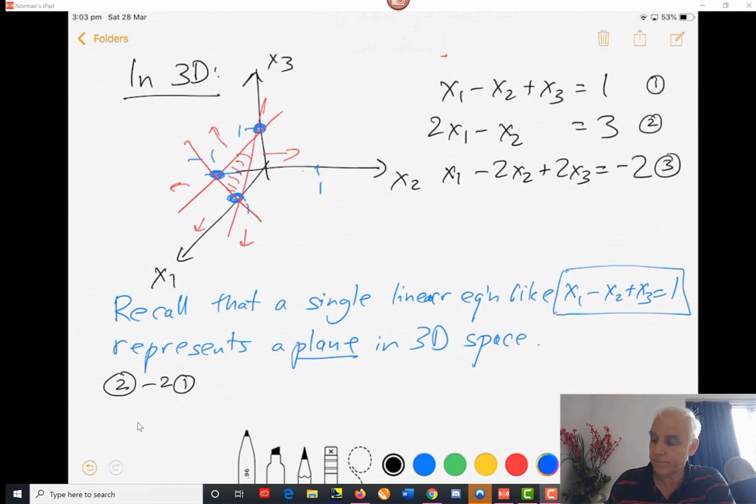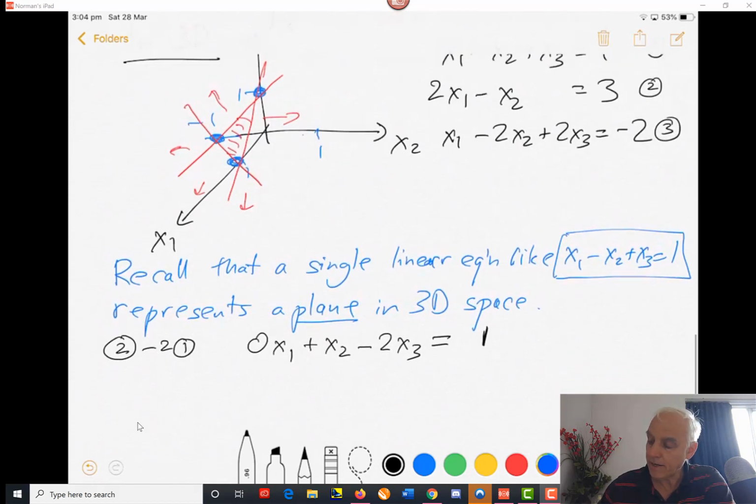Removing x1. So when we do that, we're going to get 0x1. And then how many x2s? Well, minus x2 minus 2 times minus x2. So that's minus x2 plus 2x2, for a total of x2. And then when we take equation 2 minus 2 times equation 1, the x3 component will be minus 2x3. And on the right-hand side, we're going to get 3 minus 2 times 1, which is 1. Okay, so that's good.